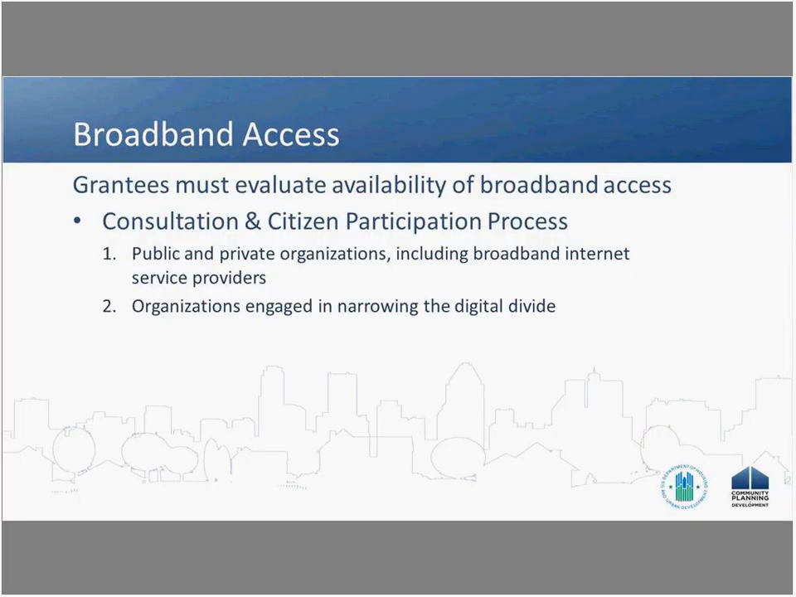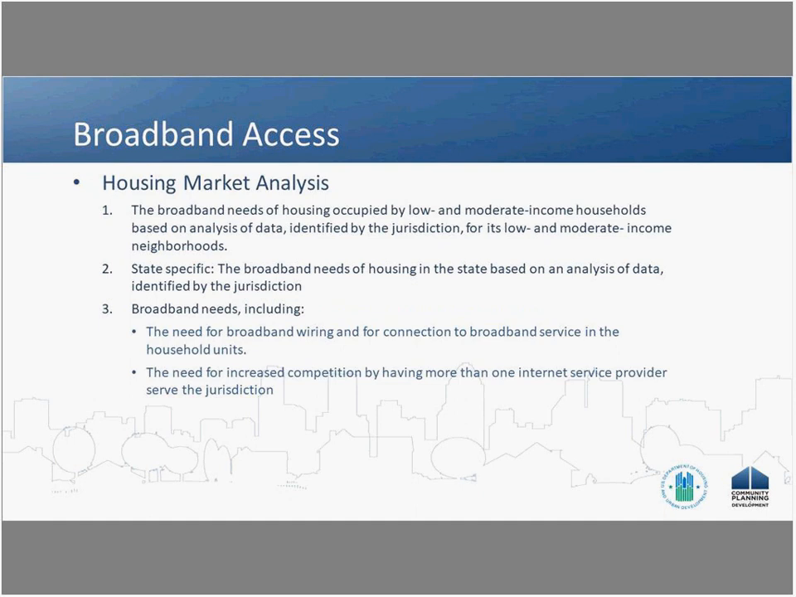First, broadband access. All plans created after January 1, 2018 must address the availability of broadband access. There is a requirement for consultation and a requirement in the housing market analysis. The consultation requirements are that you talk to public and private organizations about access, including local ISPs, internet service providers, and organizations involved in narrowing the digital divide. In the market analysis, you want to look at the broadband needs of housing occupied by low- and moderate-income households.